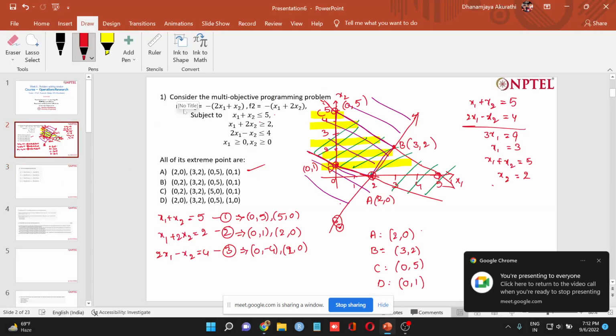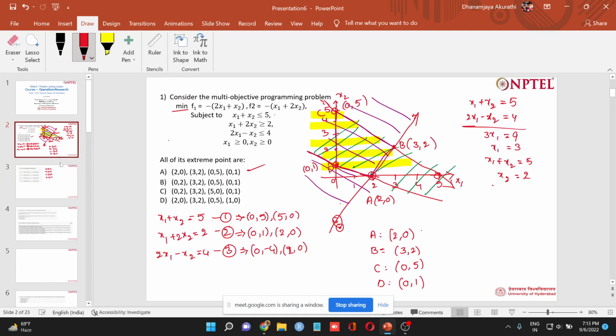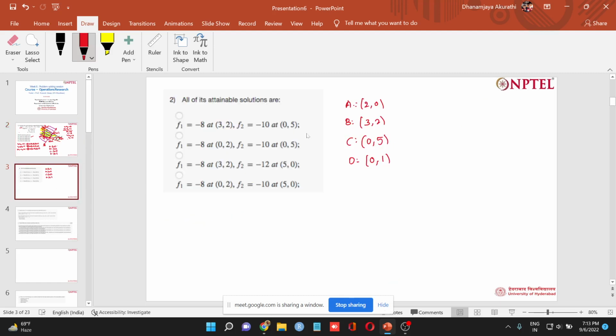Here our objective function is minimum. So which solution can minimize? That would be the optimal solution. Here you can observe that the points are A 2 0, B 3 2, C 0 5, D 0 1. So at each of these points, we can find out the objective function values.